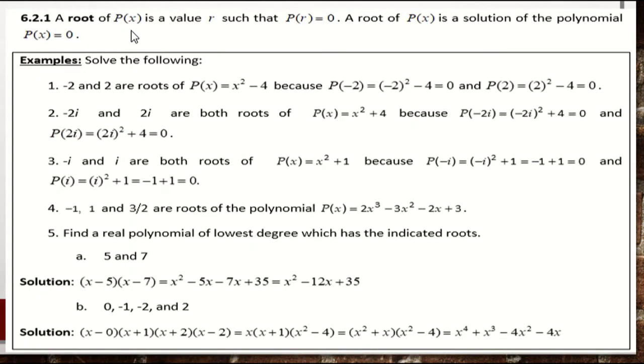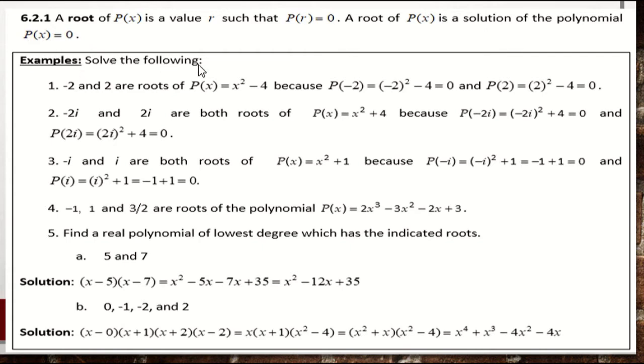A root of p of x is a value r such that p of r is equal to 0. A root of p of x is a solution of the polynomial equation p of x equals 0. So if p of x is 0, that means it is a root of the polynomial. The p of x here is the polynomial.